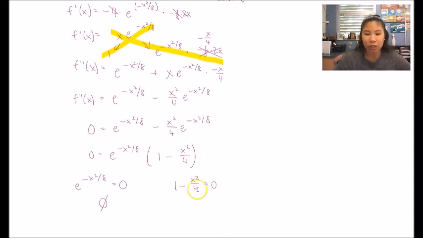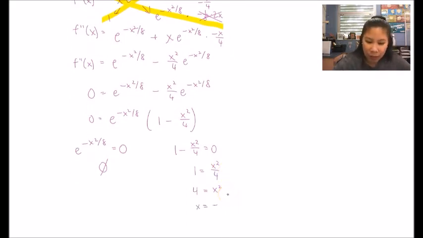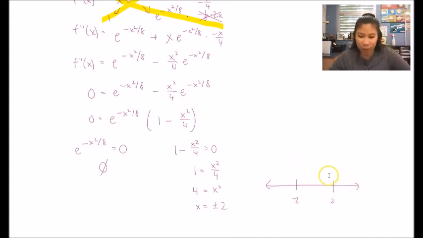So let's solve our second equation. 1 minus x squared over 4, I can add x squared over 4 to both sides and then multiply both sides by 4. Square rooting both sides gets me x equals plus or minus 2. So with those two numbers, those are my potential inflection points. So at this point, we want to make our number line with those numbers there. I say potential inflection points because we want to make sure that it switches from a minus to a plus, or a plus to a minus before we can actually say that they're inflection points.